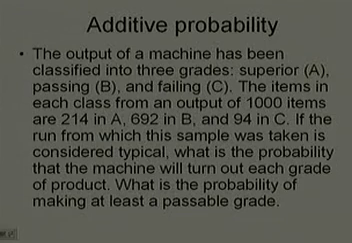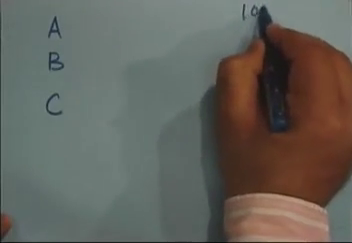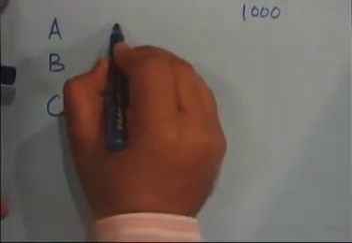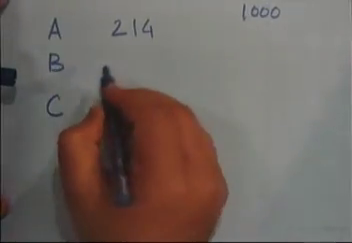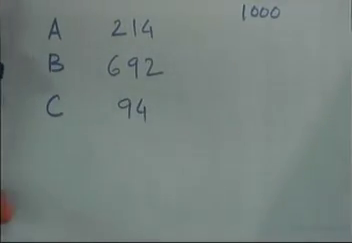If you try to solve this problem, it is very simple in concept. You are producing three types of products, product A, product B, product C. Out of 1000 output, you find that 214 belong to grade A, 692 belong to grade B, and 94 belong to grade C. Now, we are asked to find the probability of each of these grades of product.